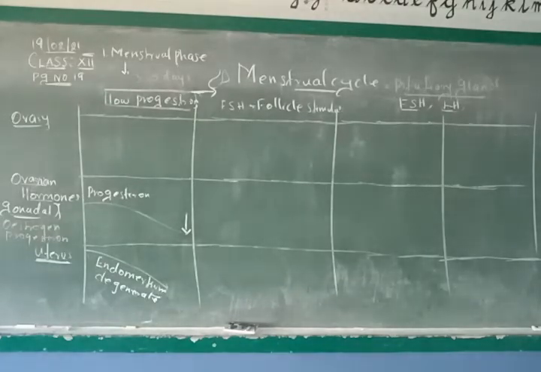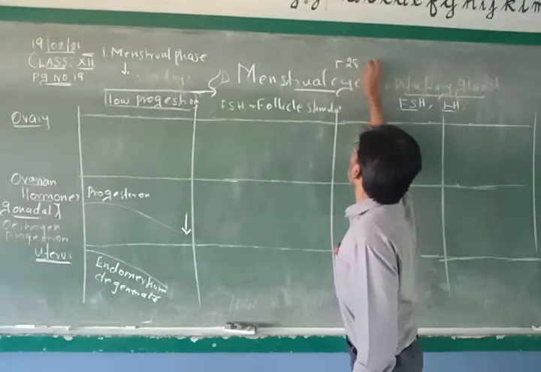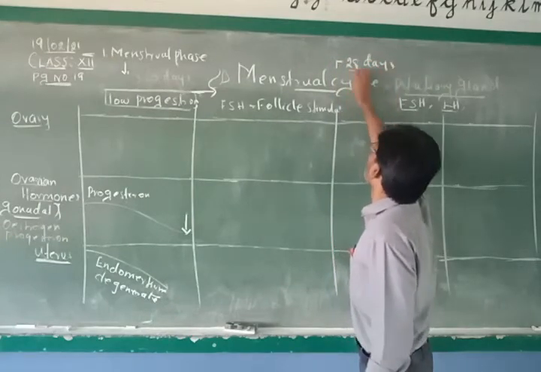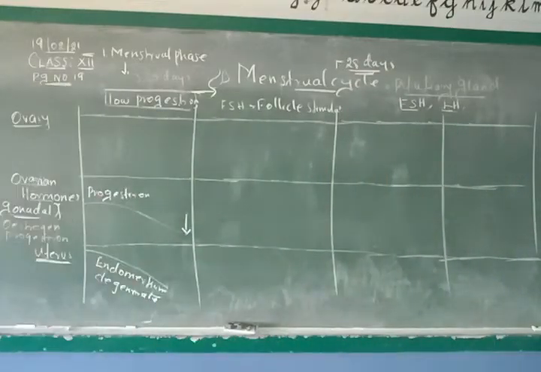We also discussed that the menstrual cycle begins at the time of puberty and continues till menopause. Every month this menstrual cycle takes place over 28 to 29 days, and it also varies. One thing I just wanted to tell you: when does this menstrual phase stop? We will study that.